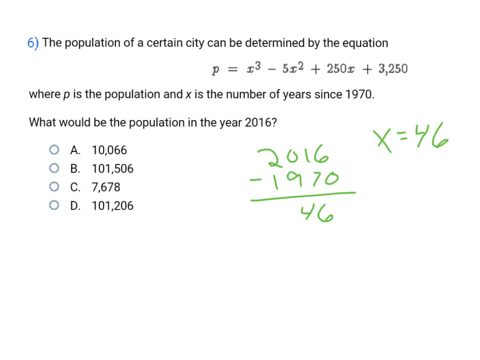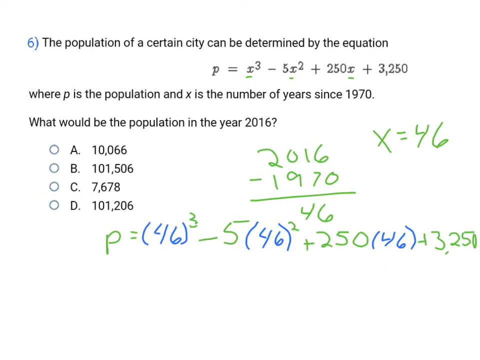So I'm going to substitute 46 into this equation every place that I see an x. So when I do that, this is what it looks like. Remember, you always want to use parentheses when you're substituting in for x. So the next thing you do is you're just going to use order of operations. I'm going to do my exponents first.